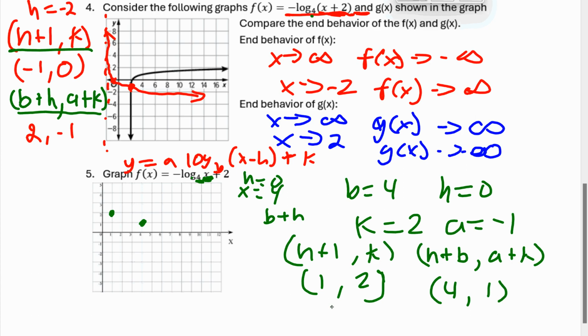Now I graph my asymptote, which is always x equals h. So that'd be h equals 0. My vertical asymptote is always x equals h, so that'd be 0 for this problem. So there's our vertical asymptote, and now I can graph it. It's going down to the right and up as we approach that asymptote.